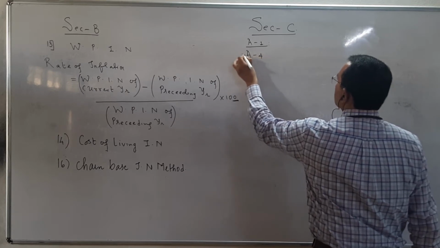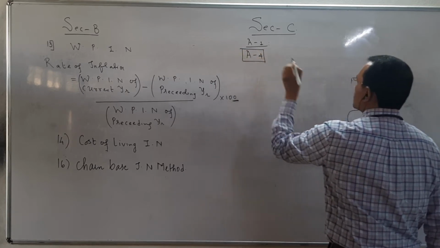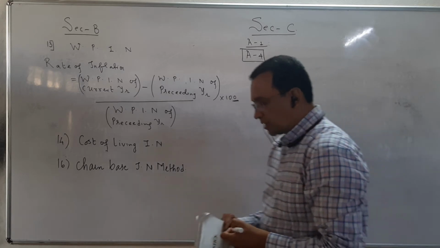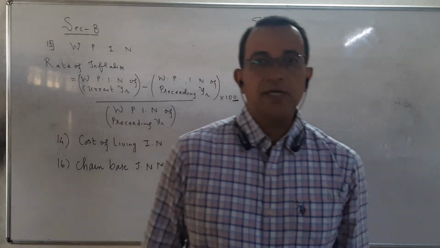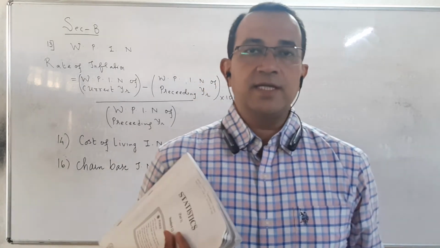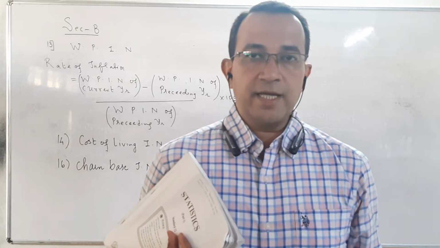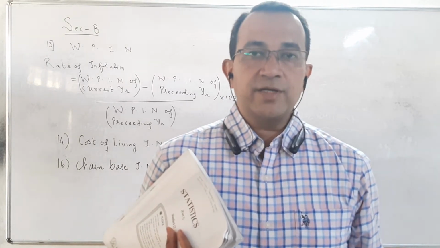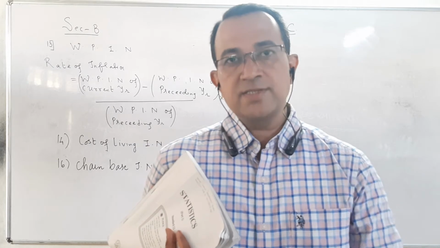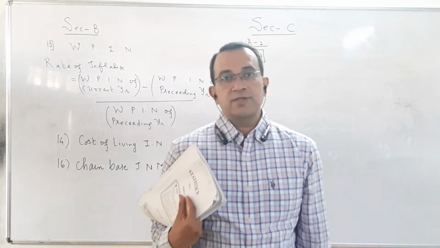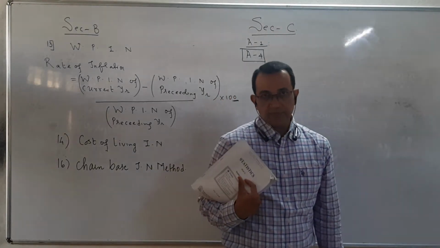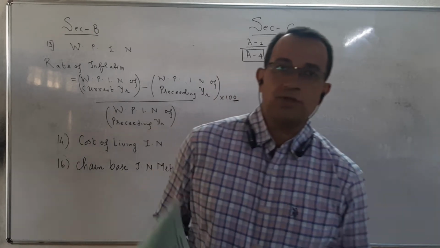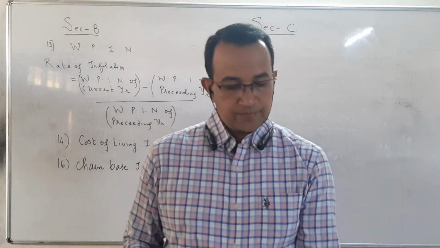What is weight? The relative importance attached to a commodity is called its weight. There are 2 methods of assigning weight: implicit weight or indirect weight, and explicit weight or direct weight. Again, explicit weight has 2 different methods: family budget method and total expenditure method.